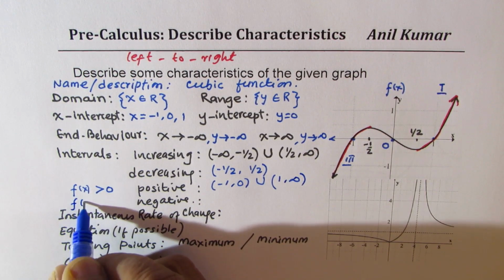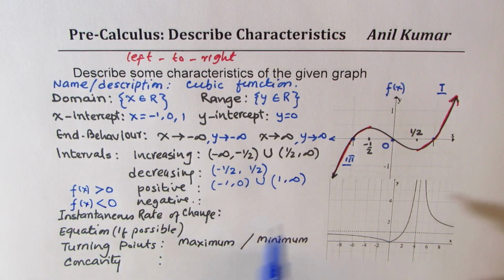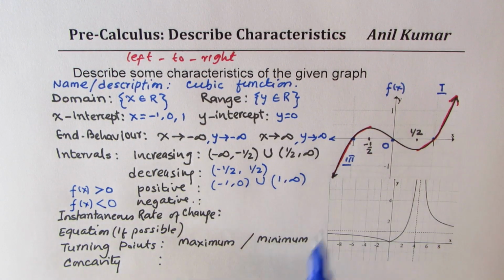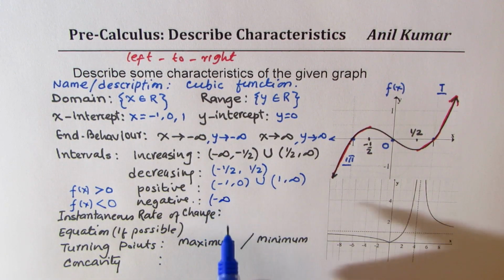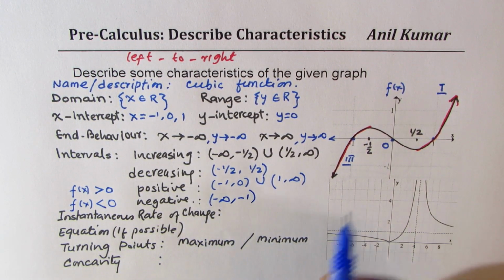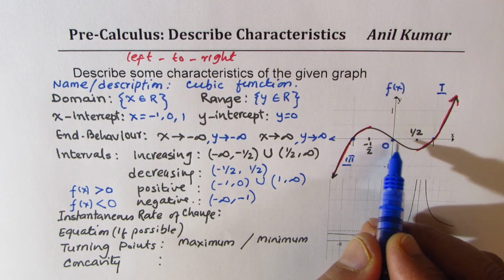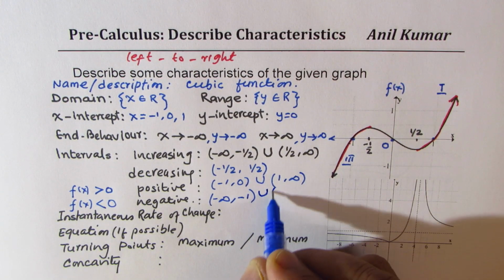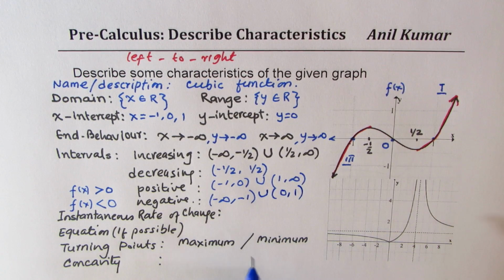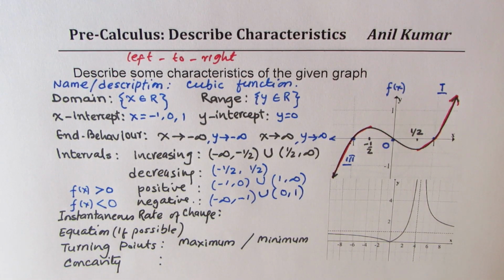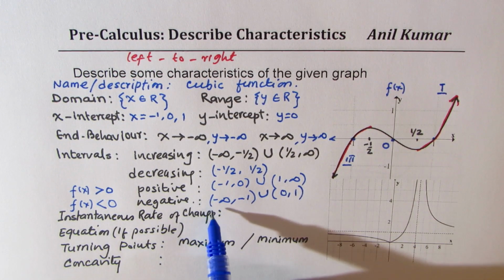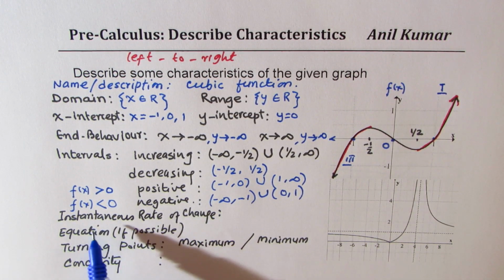Negative means when is this function less than 0? It is from -infinity to -1. So let's write -infinity to -1 and then from 0 to 1. So union 0 to 1. Now you can never include negative infinity or positive infinity. So you'll always have this kind of a bracket here.